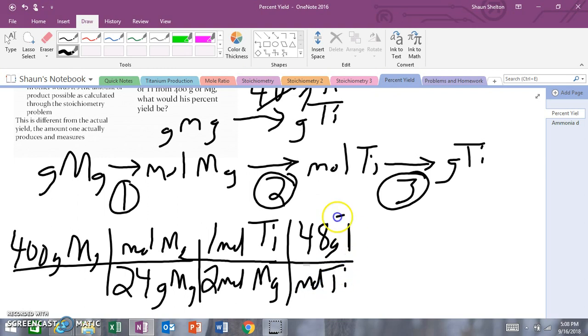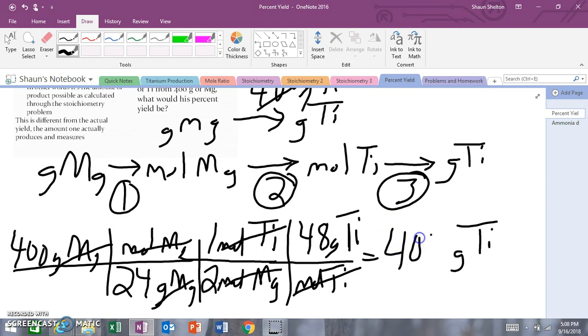Let's do a little unit dimensional analysis here. The moles of titanium cancel out, moles of Mg cancel out, and the grams of Mg cancel out, and we're left over with grams of titanium. Now, let's go ahead and do the calculation. You can take 400 divided by 24, divide by 2, and then times 48. What do you get? 400 grams is what you should get.